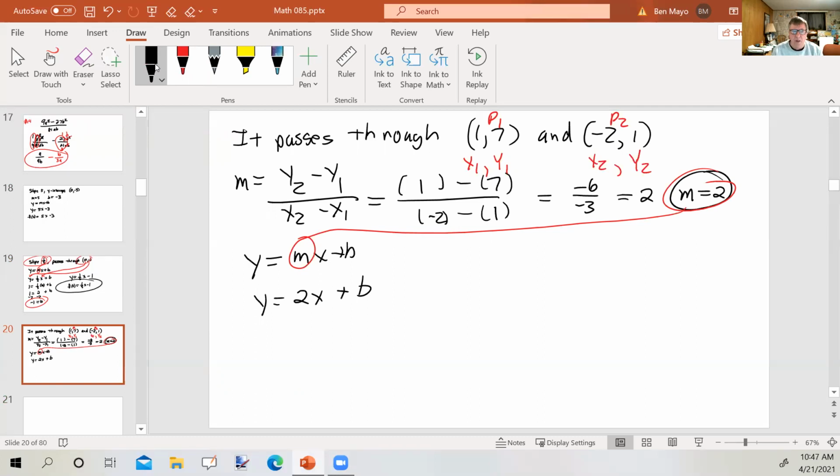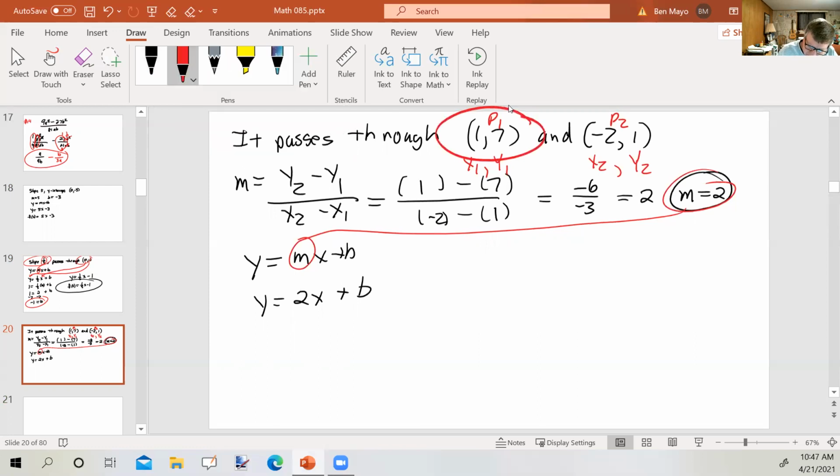I have two ordered pairs. It doesn't matter which one I choose since they're both on the line. I need to be careful. I can't pick an x from one point and a y from the other point. I have to use the same point. I'll go ahead and use point 1. So let's see here. X is going to be 1 and y is going to be 7.